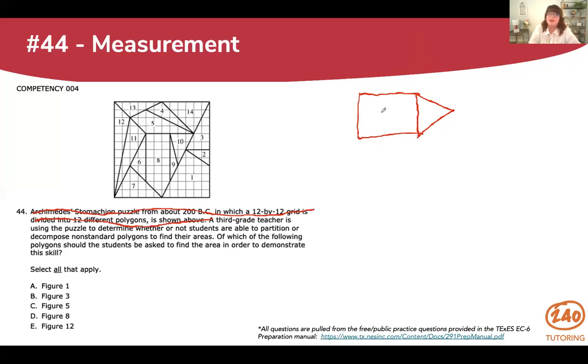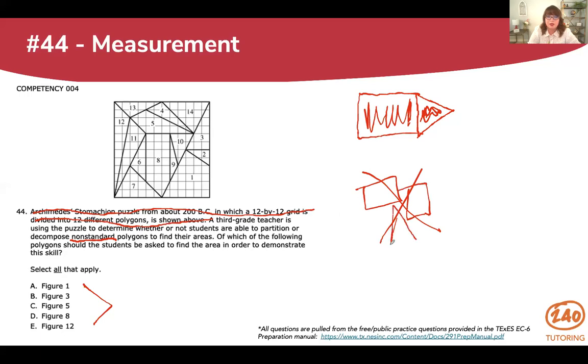I can find the area of this rectangle, and then I can find the area of this triangle and put them together to know the area of the whole shape. So basically, what this is looking at is which of these figures below show us non-standard polygons, because that's what she's wanting them to do, non-standard polygons. So we're looking for things that are not rectangles, squares, triangles. We're looking for things that are not those things.